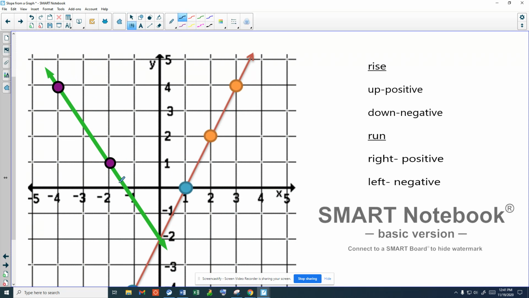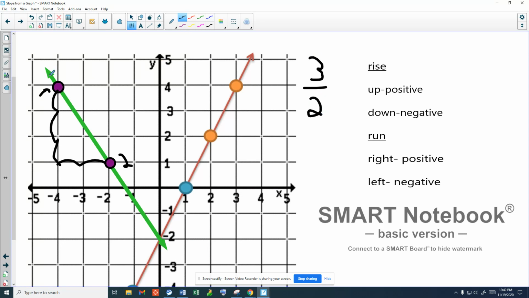So let's take this green line here. I'm going to go from this point here, and then I'm going to go to here. So 1 and 2. Now, from this point, in order to get to this, I'm going to go down 1, 2, 3. That means that's my y value. That's my change in the y. So that's going to be my top number. And then I'm going to go over 1, 2, which means I'm going to go over 2.